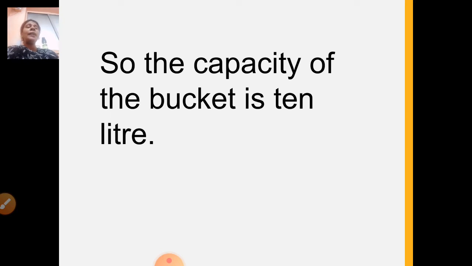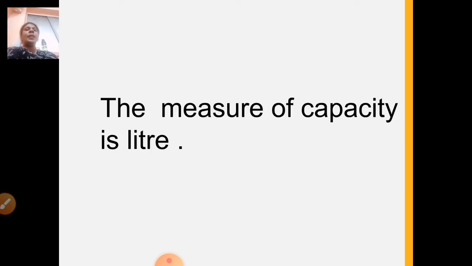So now the bucket is full. So the capacity of the bucket is how much? 10 liters. Correct, children? How many liters? 10. So when we pour 10 bottles of water, the bucket is full. That means 1 bottle is 1 liter, and if we put 10 bottles it will become 10 liters. So the measure of capacity is liter. What? The measure of capacity is liter.